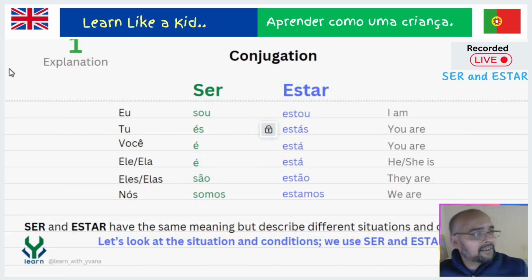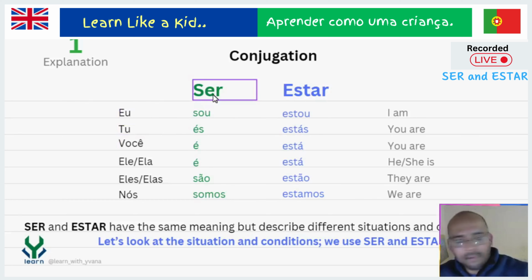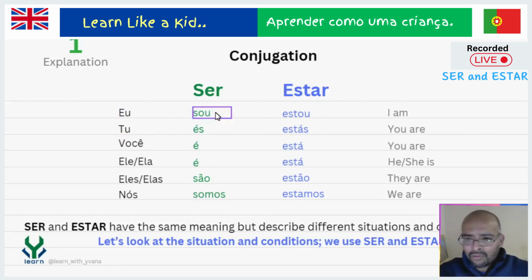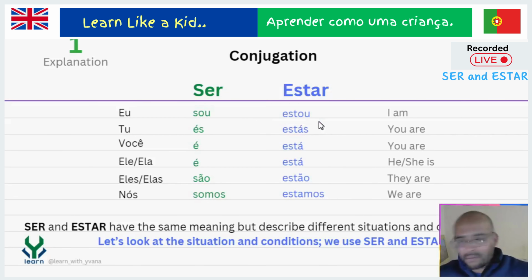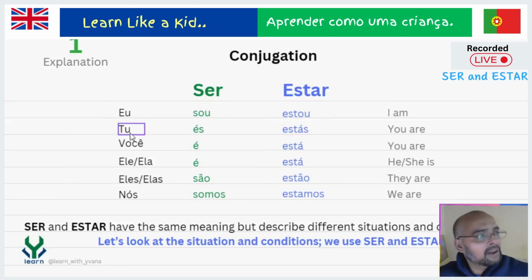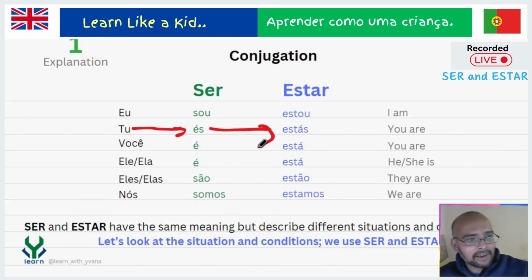So here, "eu", if we use the SER verb, we use "sou", right? "Eu sou", I am. And if we use the ESTAR verb, we go to "estou", right? "Eu estou". And if we go to "tu", we use "és", right? "Tu és". Let me draw, maybe it's more comfortable. If we use "tu", that is "és", or if you use the ESTAR verb, "tu estás". A bit clear on it, okay?